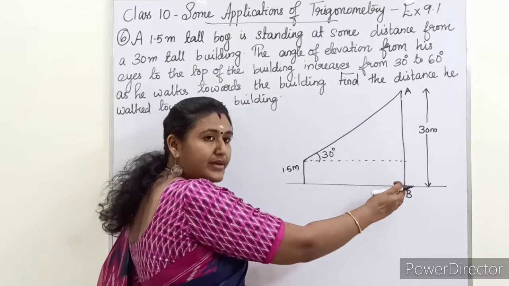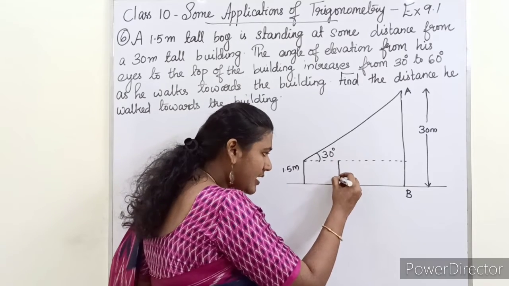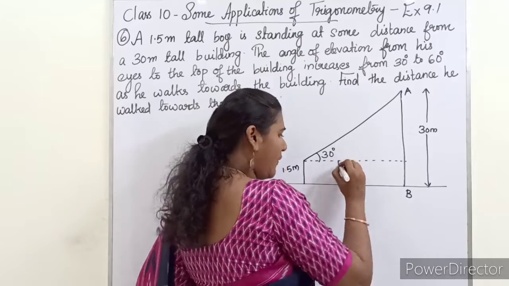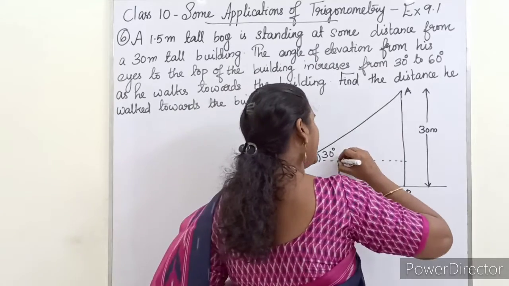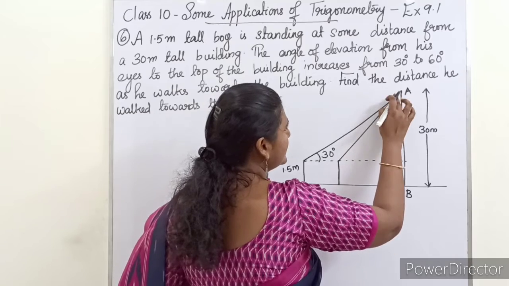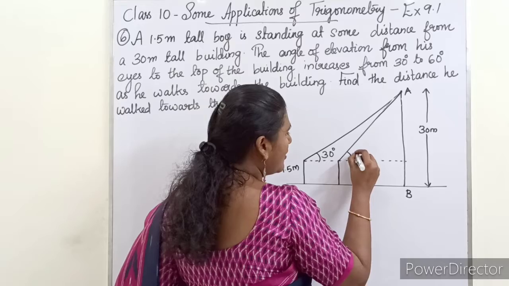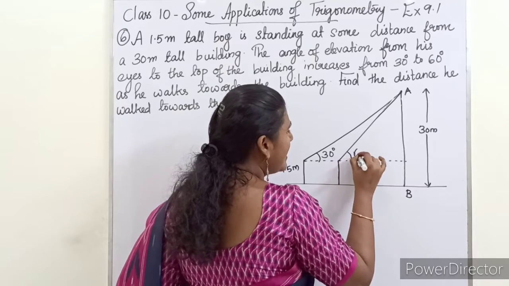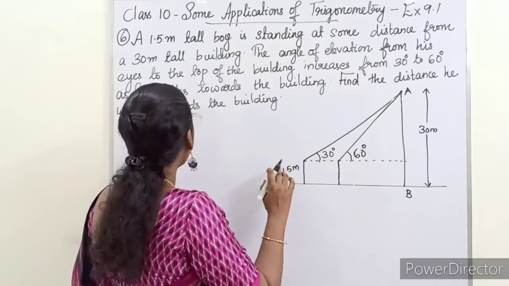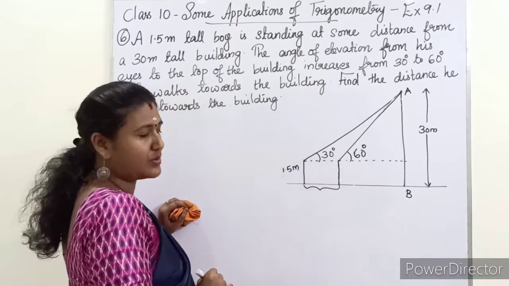So here is the building, and this boy walks towards the building. Now this is the next position, the final position of the boy. From this point again he is observing the top of the building. So now the angle of elevation increases to 60 degree. So at this point the angle of elevation is 60 degree. Then you have to find the distance he walked towards the building. That is this distance you have to find out.